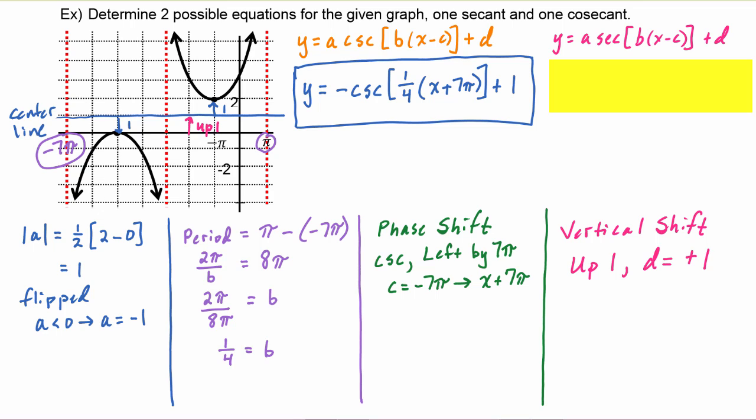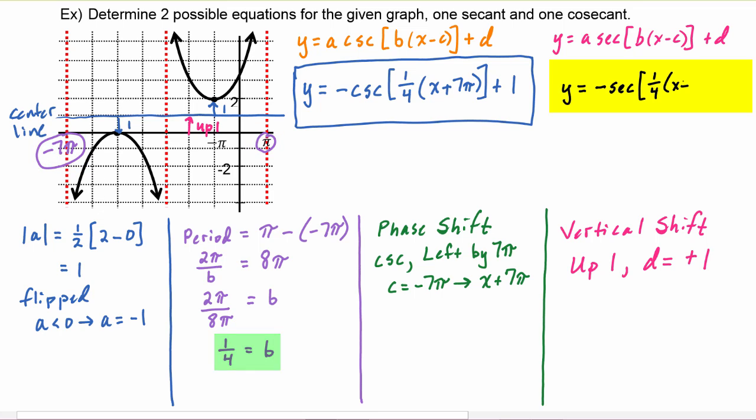Now to write our secant function, we've got y equals, and again, we're going to use a flipped version of secant. So a is negative 1, so we'll write negative secant of the quantity. B is 1/4 because the period is the same since the starting and ending points are the same.